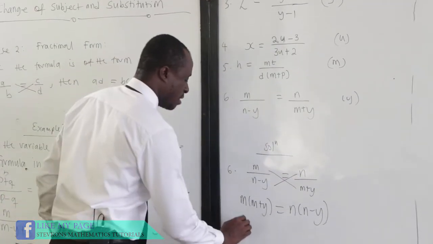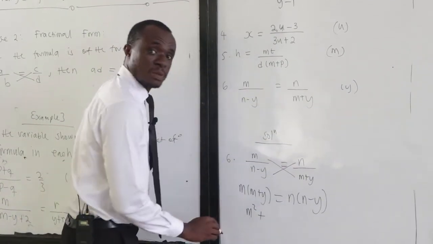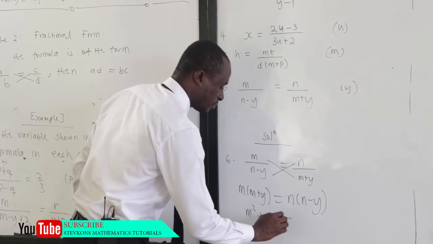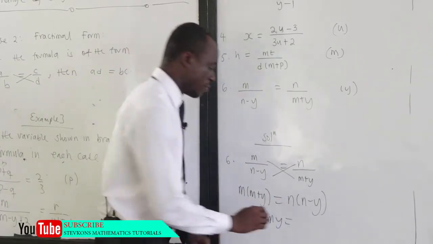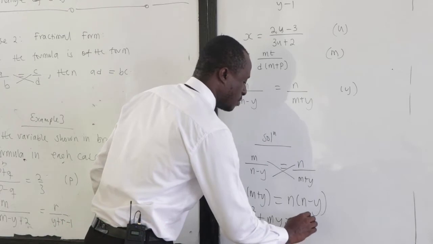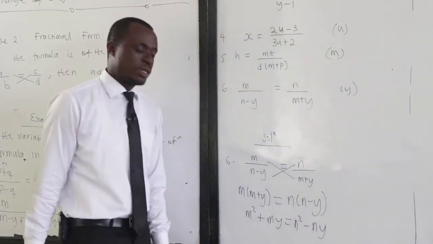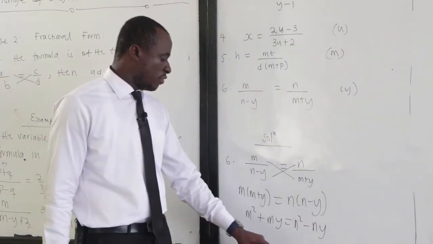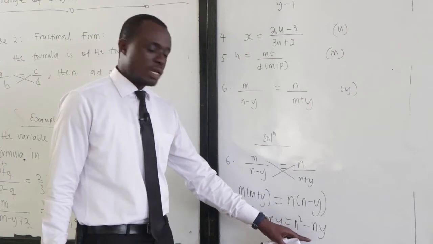Now what is m times n? M squared. M times y, we have my. Now n times n, that is n squared. N times y, we have ny. We want to make y the subject. What can we do from here? Group like terms so that the y will be on one side.